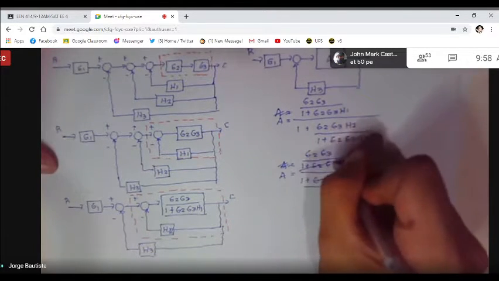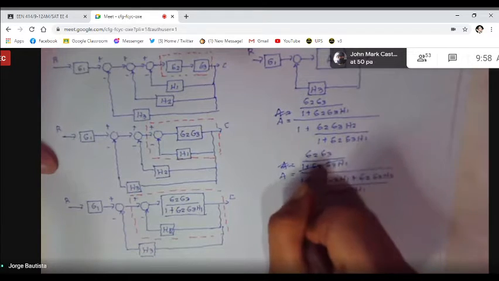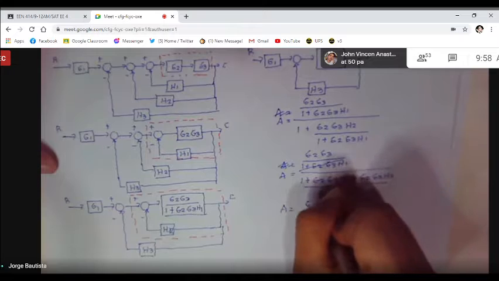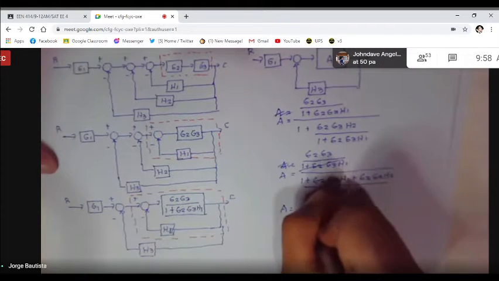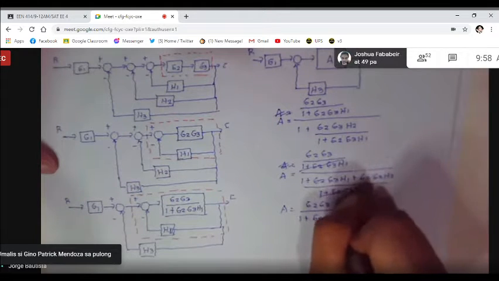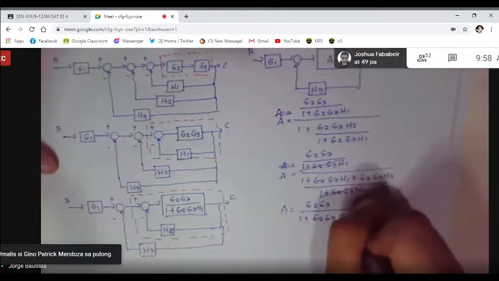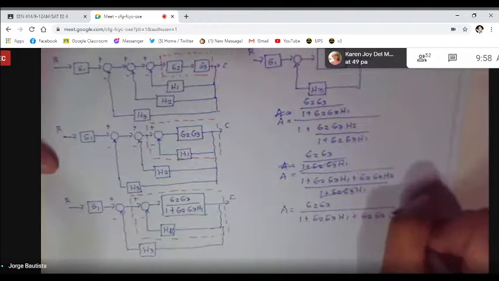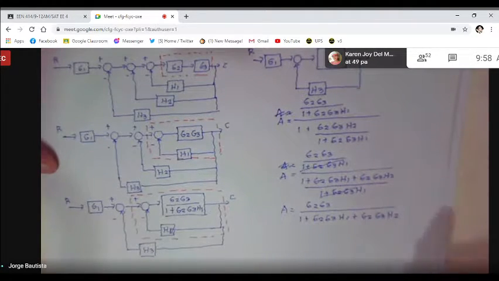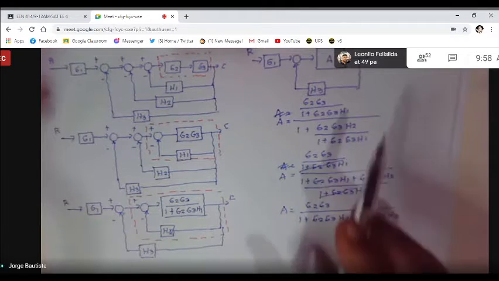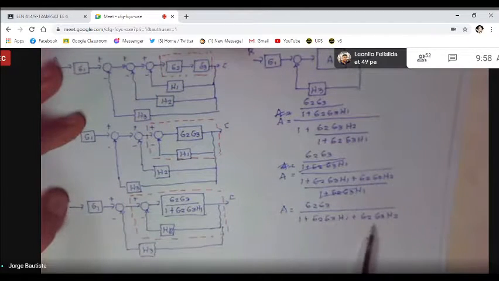And ito, at saka yun, magka-cancel. So therefore, A is equivalent to G2, G3, all over 1 plus G2, G3, H1 plus G2, G3, H2. Okay? Yeah. That is the value of A. Ito yan. Yung laman nito, ito.